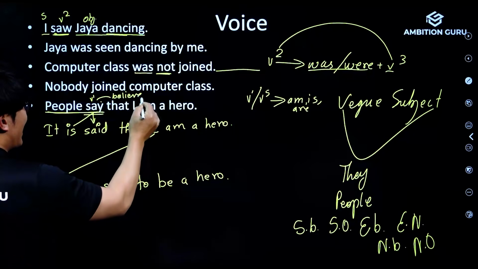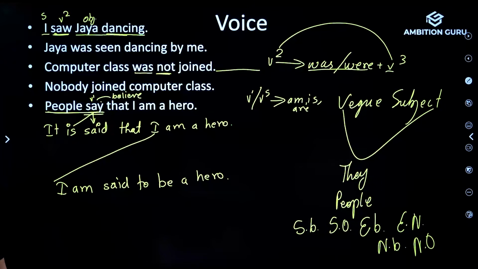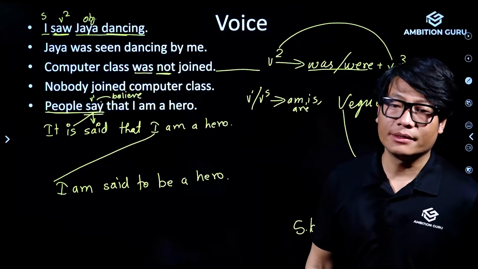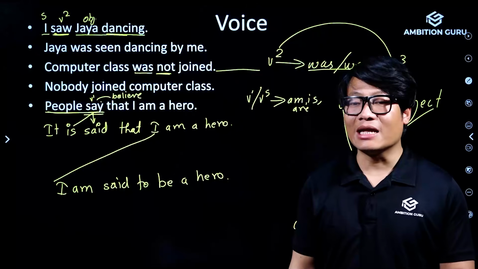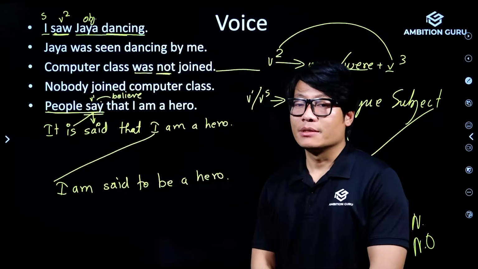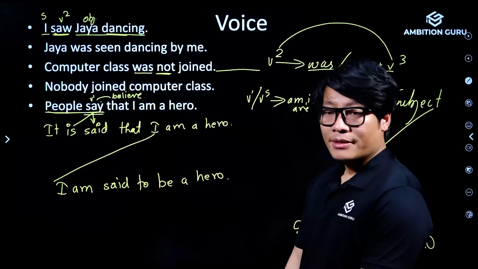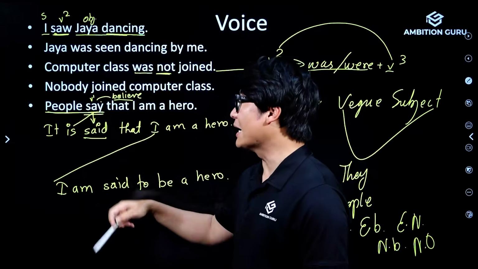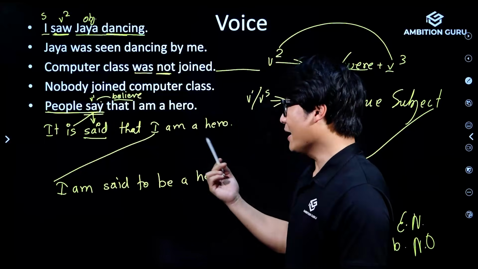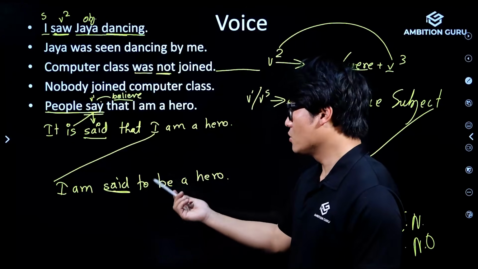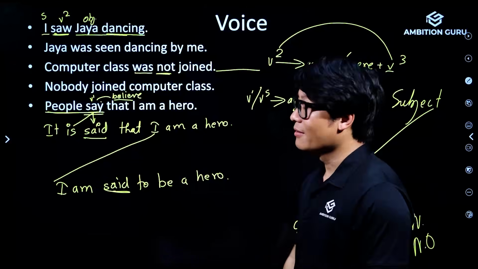And in place of "said", sometimes here it will be "believe". People believe that I am a hero. So what will be its answer? Yes, it is "believed". Okay, very good, that's a good answer. So in place of "said", we need to write "believed", like "it is believed that I am a hero". And here also we need to change: "I am believed to be a hero". That's the answer. Very good.